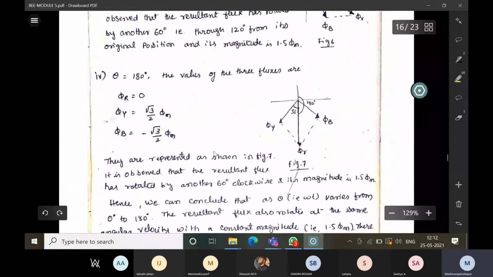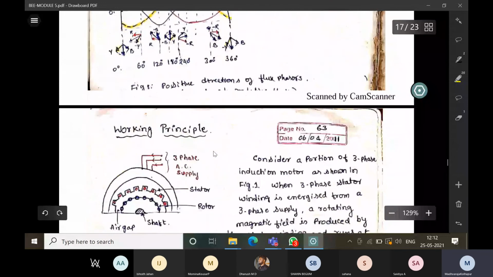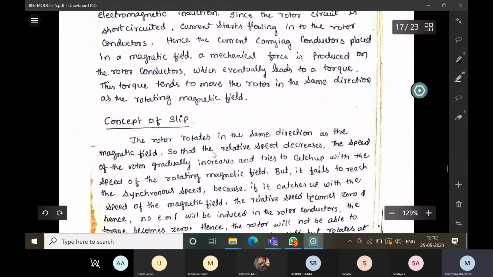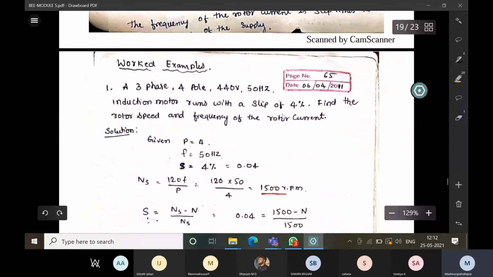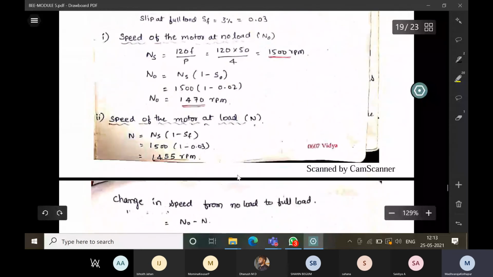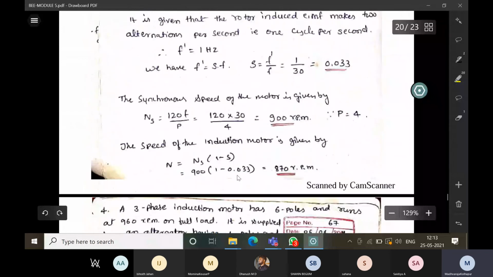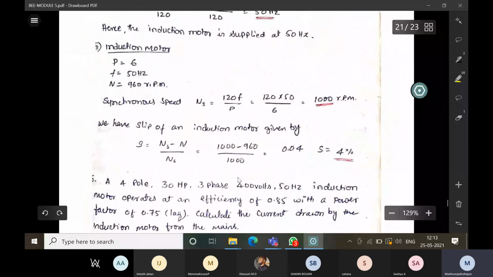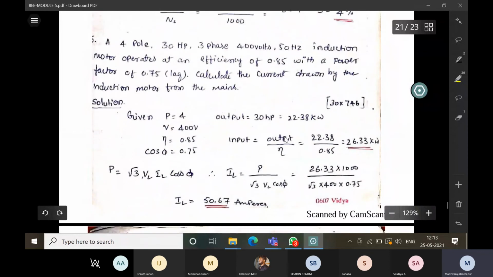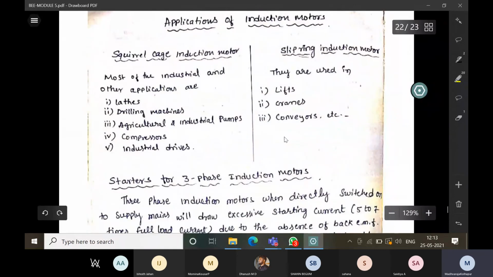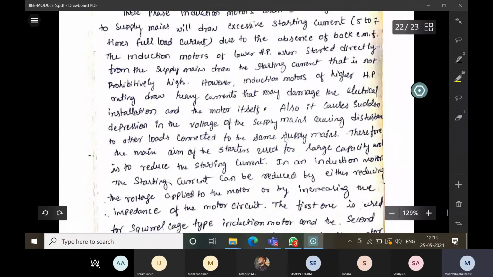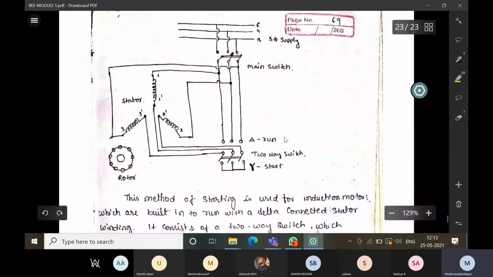Also some concepts are there: the working principle of the motor, the concept of slip, and the frequency of rotor current. And some examples are there. You look into that. These things are not for your examination, because these are basics you already studied in the first semester. The syllabus only starts from the torque equation of the induction motor. Before that, you must know all these concepts up to here.